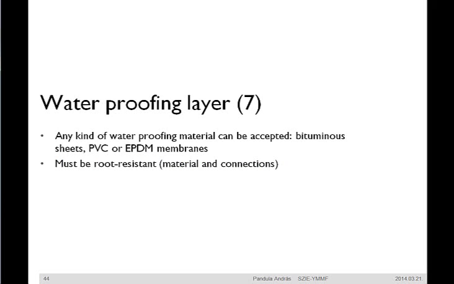The next is a waterproofing layer, marked with 7. We can use any kind of waterproofing material. Bituminous sheet, PVC or EPDM membranes are very common. Only requirement is that the waterproofing membrane must be root resistant by its material and connection. For this reason, welded membranes, PVC or membranes which are produced with vulcanization like EPDM are preferred.